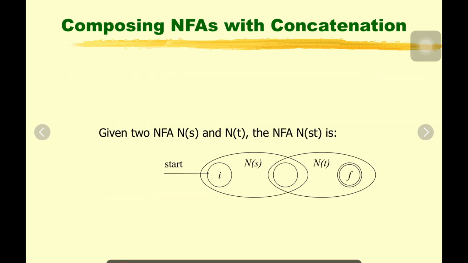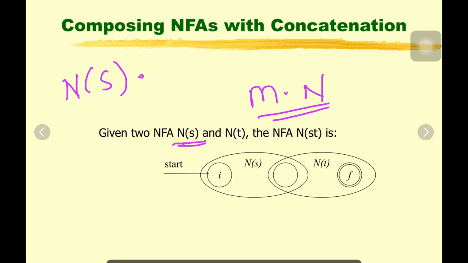So this is one. Then composing NFAs with concatenation. Here also M dot N, which you have seen in the regular expressions. So here you are given two machines, N of S followed by N of T. That means you are combining them. It does not require any additional state. So you combine them directly, N of S followed by N of T.